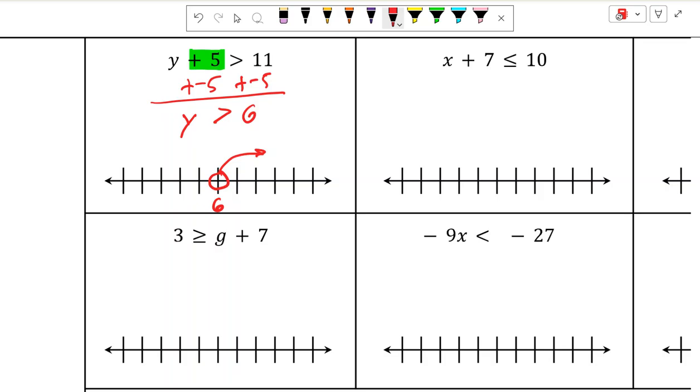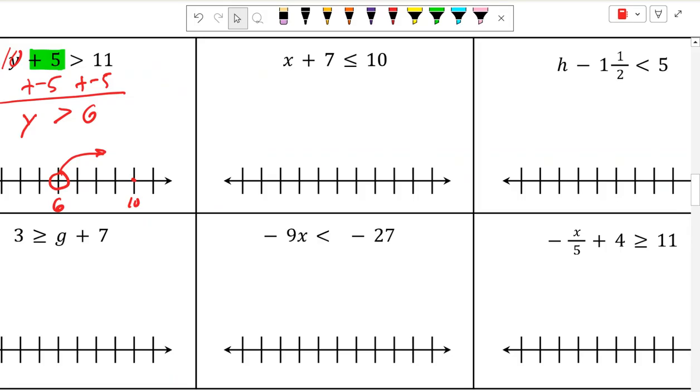Now all you have to do to check that your answer is right is pick something greater than 6. I'm going to pick 10. So this is 7, 8, 9, 10. 10 is definitely greater than 6, and if I put 10 right here, substitute it in, 10 plus 5 is 15, and that is greater than 11. So I know my inequality is correct.